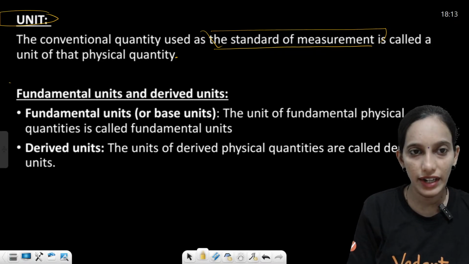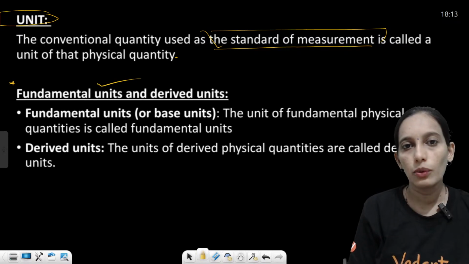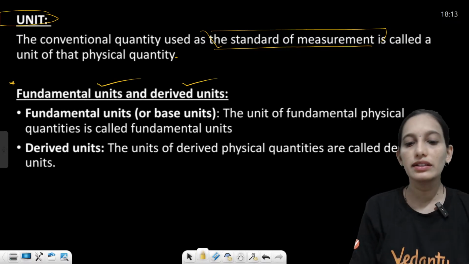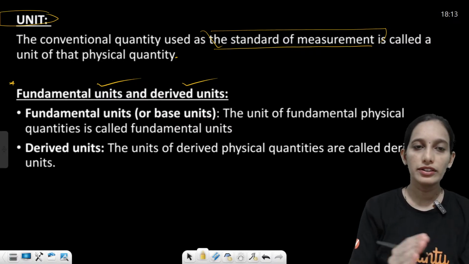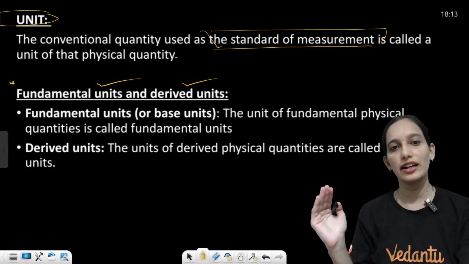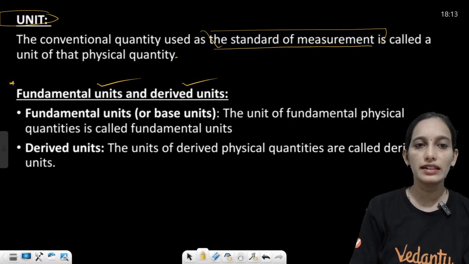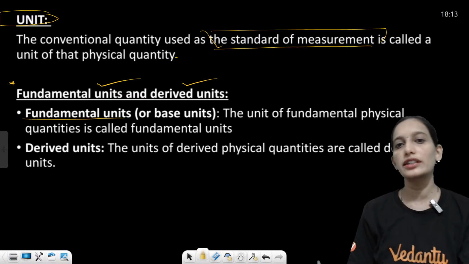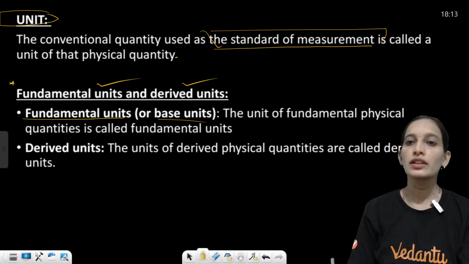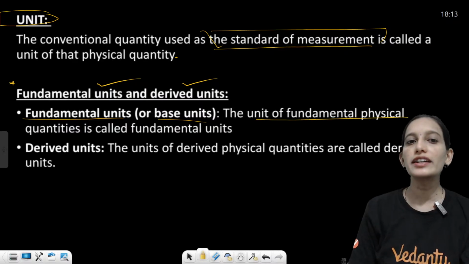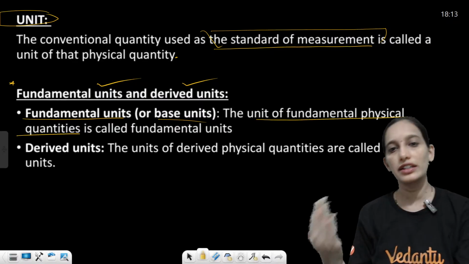So here again we have 2 different types of units. One is fundamental unit and the other one is derived unit. Again the name itself is telling us. So what is a fundamental unit, or a base unit, as we can also say? The unit of a fundamental physical quantity we call a fundamental unit.